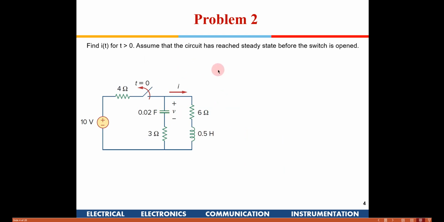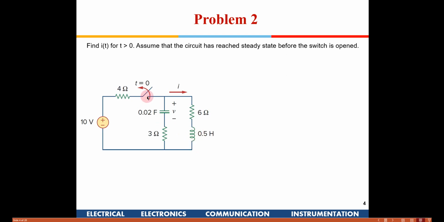For all these problems, the first thing is to find out the initial voltage across the capacitor and the initial current through the inductor. So for all second order, or even for that matter first order circuits, the process will be like this. First, find out the initial voltage across the capacitor and the initial current in the inductor.